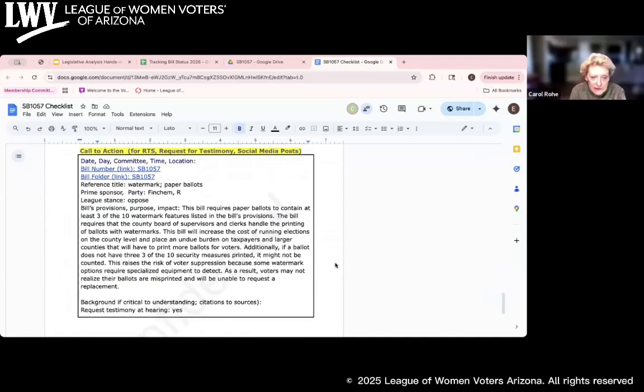Now you have to abbreviate it. So what I did is I did a little summary of what the bill said, and then I did the arguments against. Now this call to action goes out to our members and they can use it to do the request to speak or just to contact their legislators and say, look at this bill. Why are you supporting this? So in a nutshell, that's what I do.